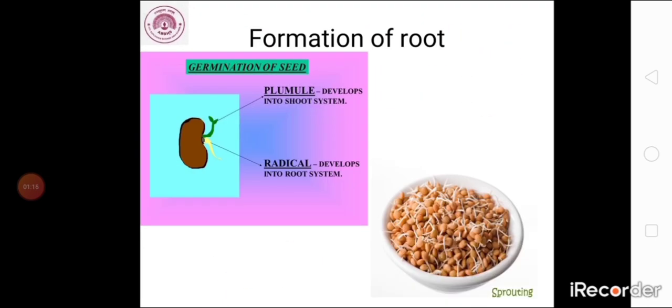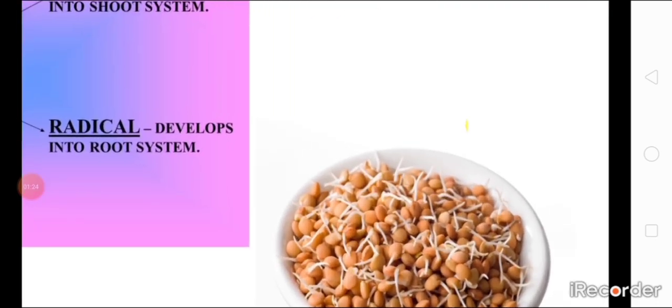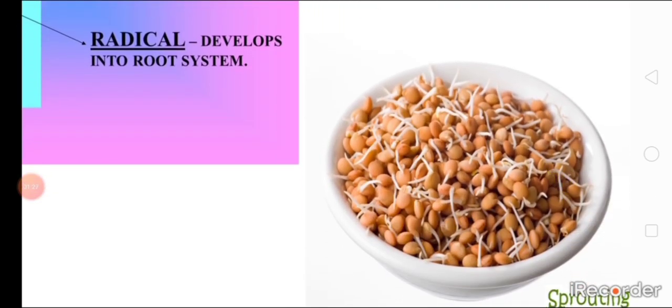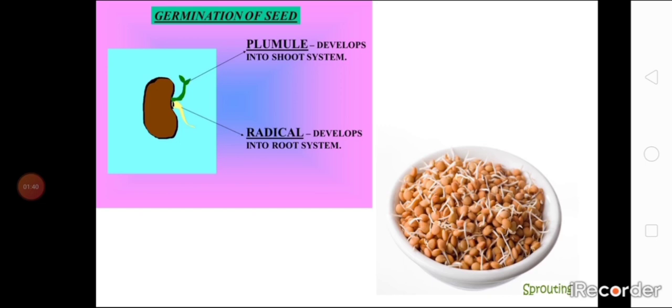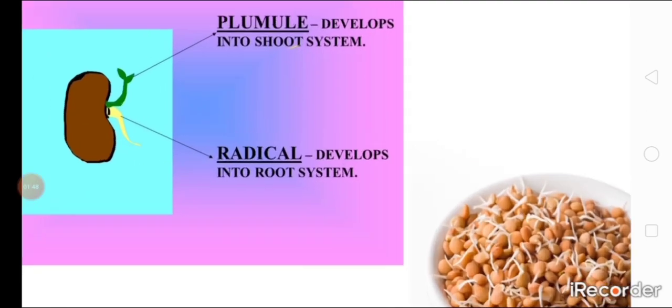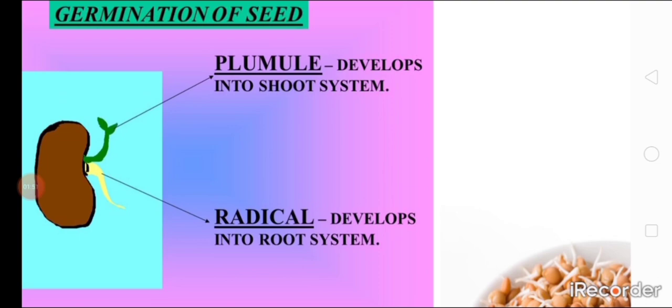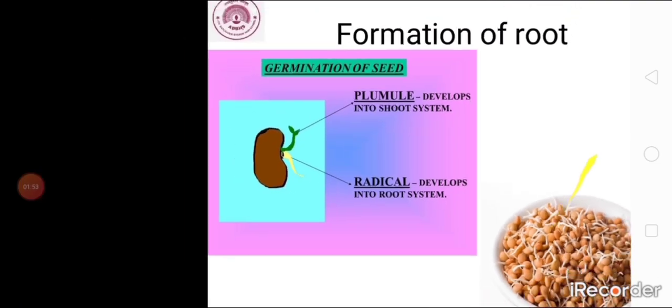Here you can see a daily life example showing formation of root. Your mother soaks grams or beans overnight, and after 2 to 3 days sprouts come out of these. What is this? This is nothing but is called germination. The part that develops towards the soil is called radicle, and the part that grows above the soil is called plumule. You can see here plumule develops into shoot system and radicle develops into root system.